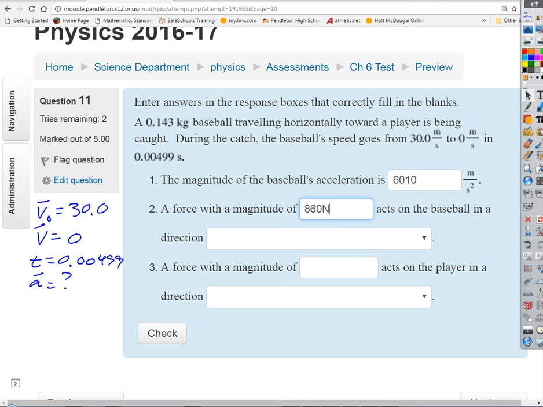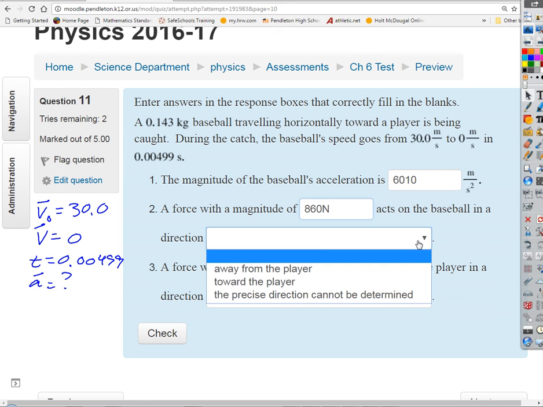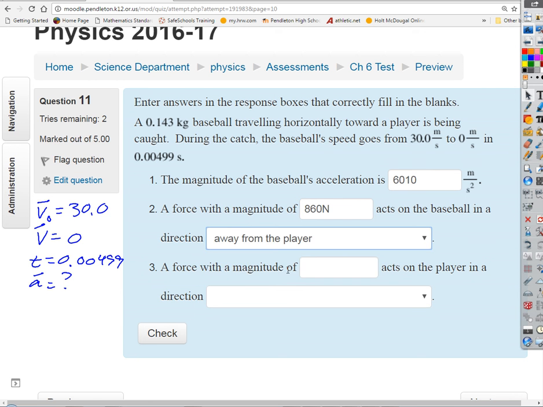How'd you know to multiply by the mass? By the mass, because the net force is going to equal ma, right? Mass. Okay? And that's acting in which direction? Away from the player. Yeah. The player's pushing on the ball there, right? A force with a magnitude of what acts on the player? Okay, and that acts towards the player.